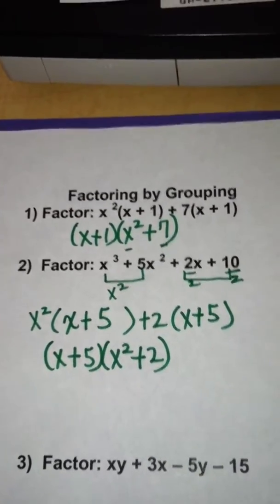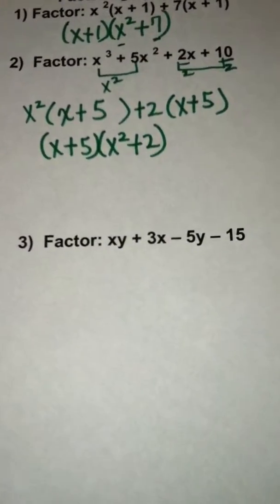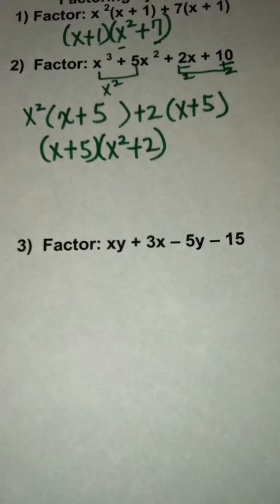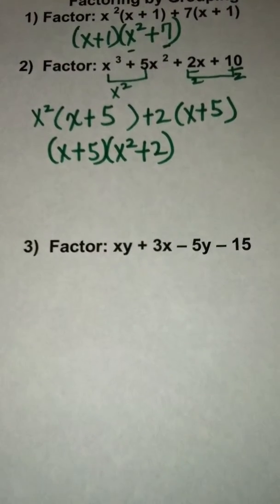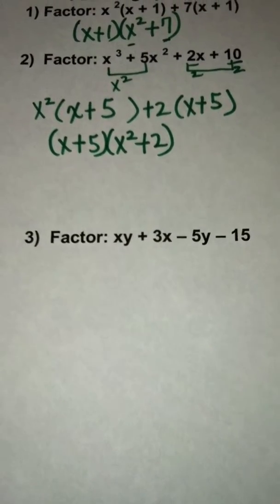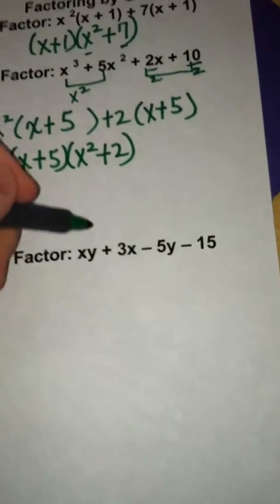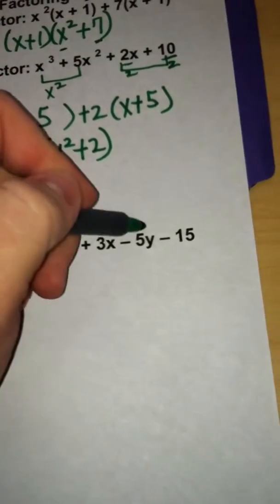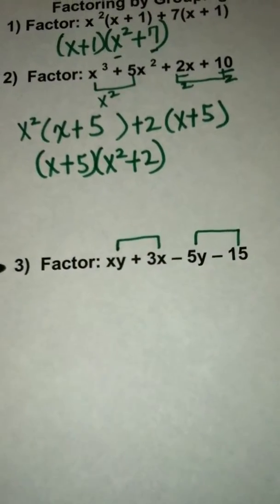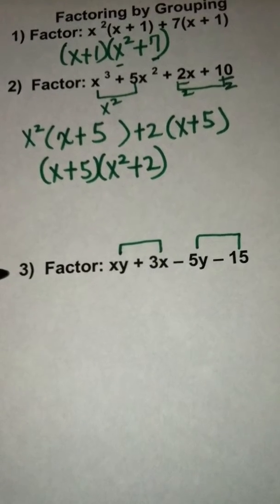Let's look at one more example. Question 3, we need to factor this expression or polynomial by grouping. Excuse me, it's not a polynomial, just an expression. So you group the first 2 terms and the last 2 terms and take out the GCF from each pair.